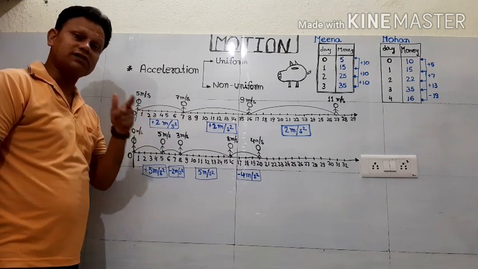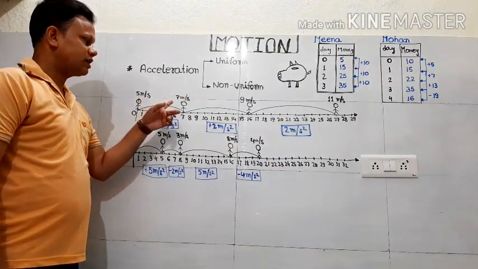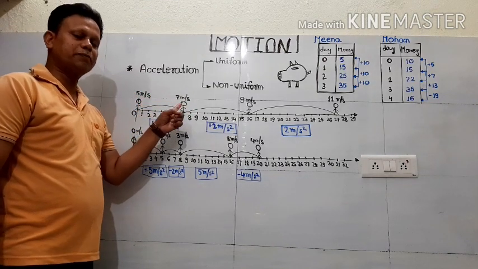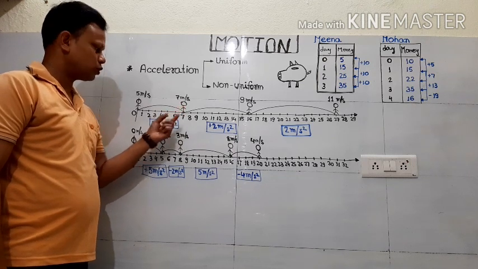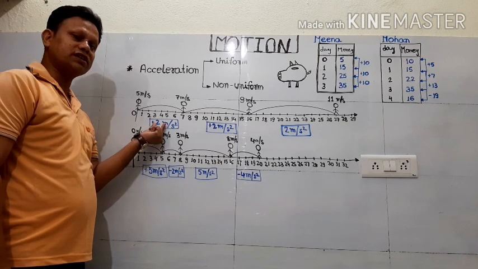When the observation has started, it can have any value. But after observation starts, suppose 7 meter per second is acquired after 1 second. So what is the increase in its speed? That is 2 meter per second square.